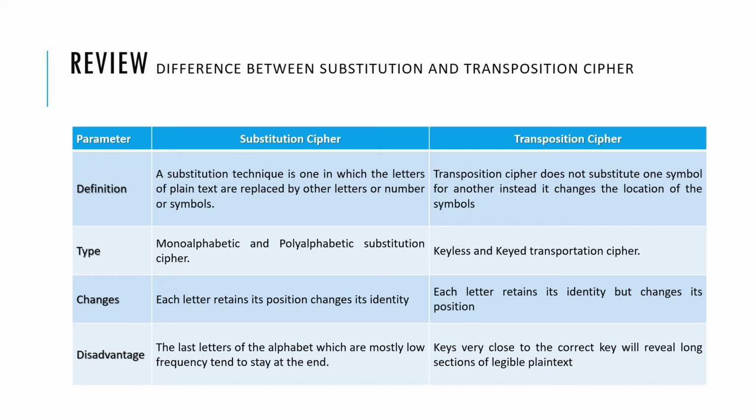So what happens in substitution cipher is that the characters change their identity. However, they do not change their position. In case of transposition cipher, each letter retains its identity but changes its position. The disadvantage of substitution cipher is that the letters of the alphabet which are of low frequency tend to stay at the end. And for the transposition cipher, keys which are very close to the correct key will reveal long sections of legible plain text.